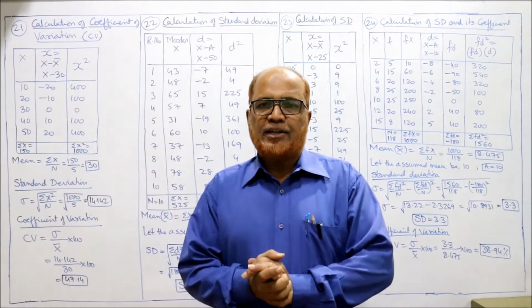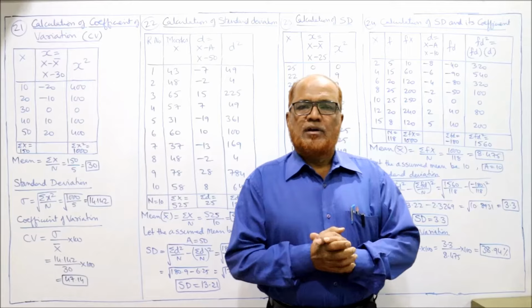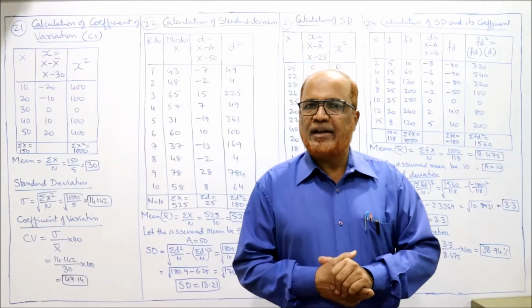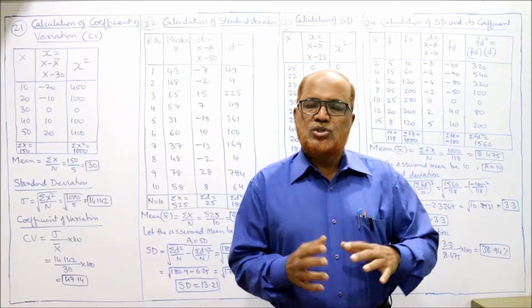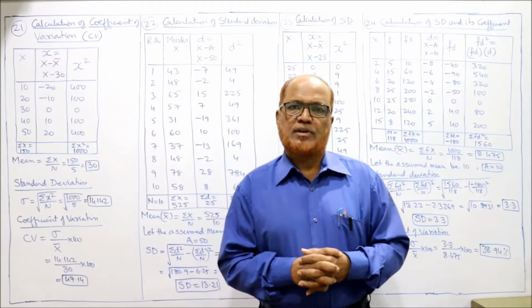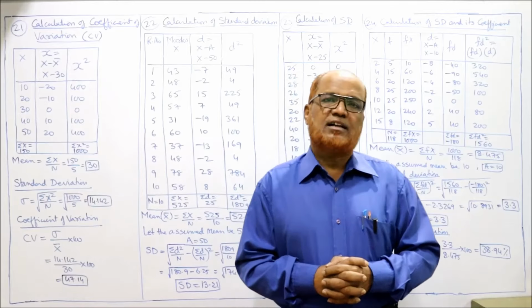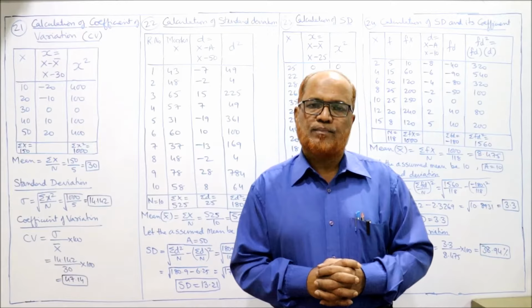Hello students, come on, we'll start problem number 21. Already we have completed 20 problems on measure of dispersion. Different types of problems we have done: range, quartile deviation, mean deviation, and we have just started standard deviation. These are all the techniques of dispersion. The most commonly used technique of dispersion is standard deviation. Comparatively, standard deviation is more widely used.